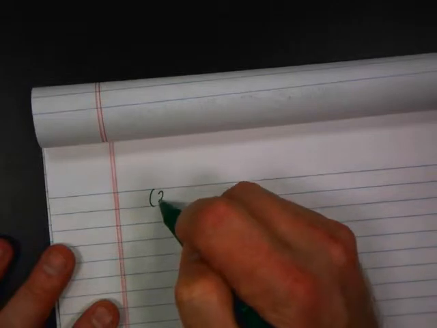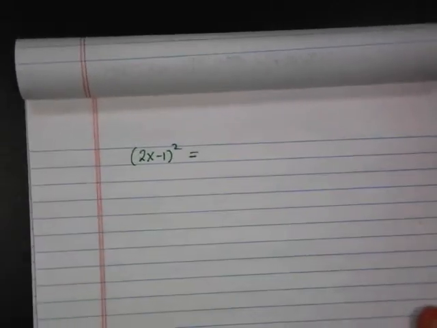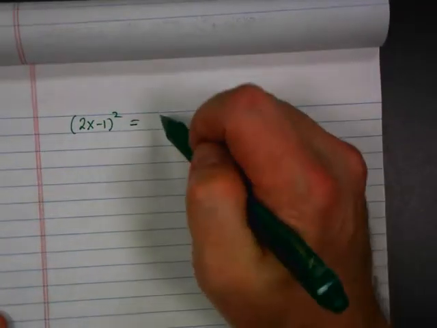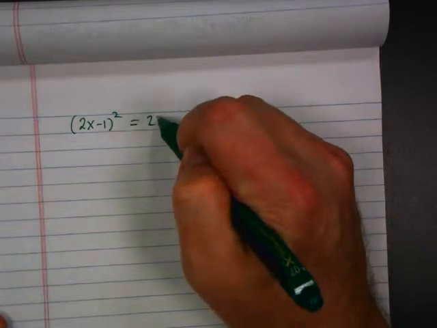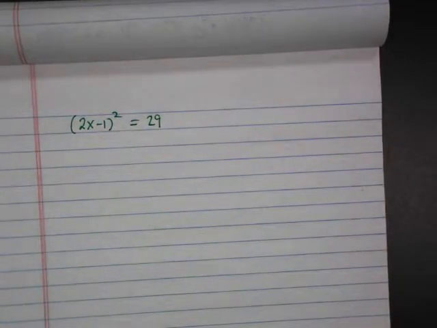All right, how about parenthesis 2x minus 1 squared equals, oh, I don't know, 29. Would you square the parentheses first and then transfer it over? Would I square the parentheses first and then transfer it over? Let's try that. See what happens.